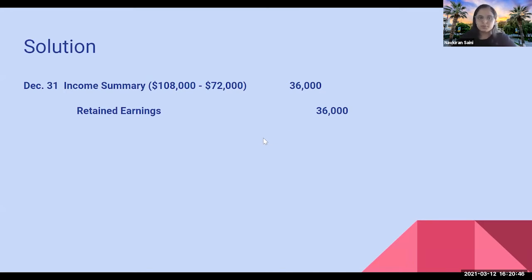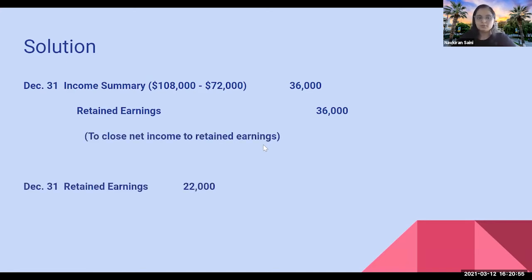All right, let's move on to the fourth step, which is closing dividends. Dividends, we know have a normal debit balance. So in order to close them, we are going to credit the dividends for this problem, which is 22,000. And we are closing that dividend account to retained earnings. So debit retained earnings, credit dividends to close it. So these are the four steps or the four journal entries for closing our accounts.